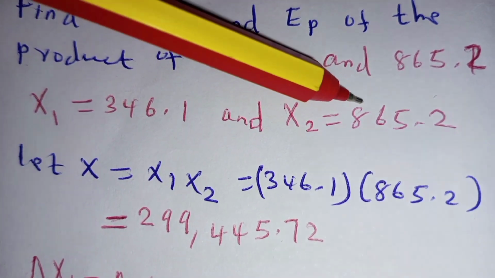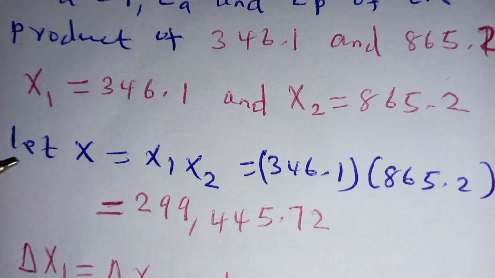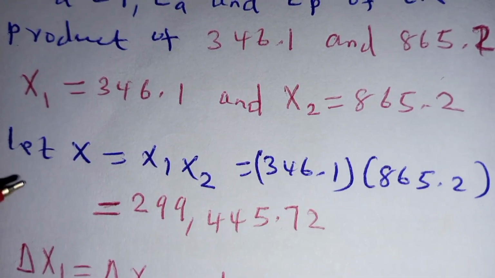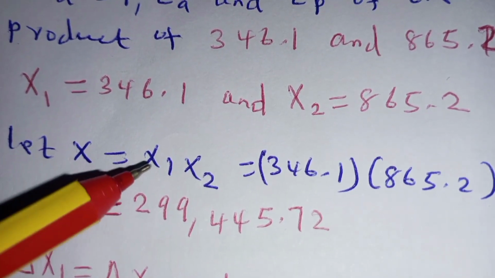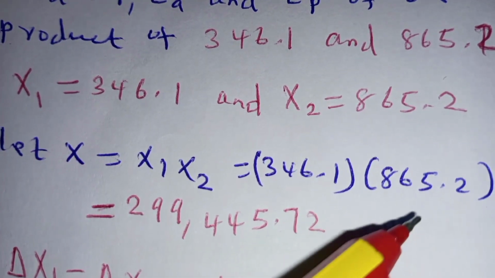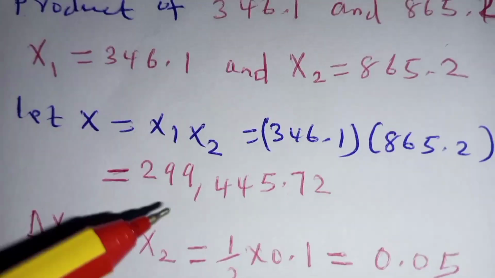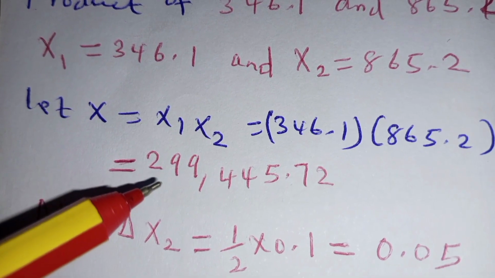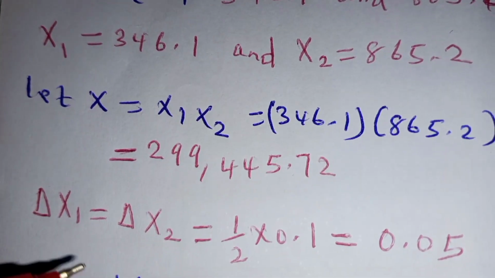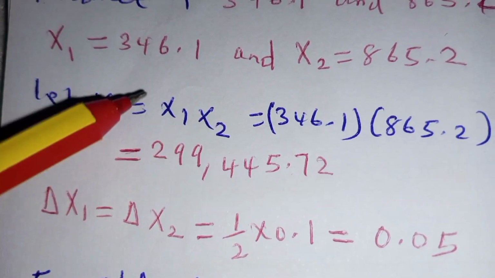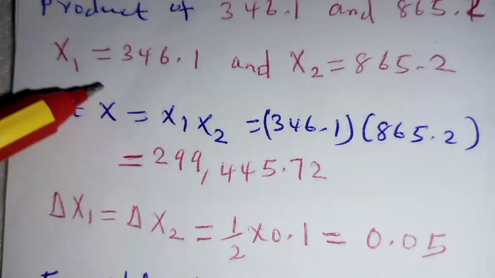So we let our x1 to be the first number, which is 346.1, and our x2 to be 865.2. Now, on the general formula, check my YouTube channel, which I have done for you. So we let our x to be the product of x1 and x2, and then you obtain the product of these two numbers. You multiply the two numbers using your calculator, and the result will be 299,445.72.